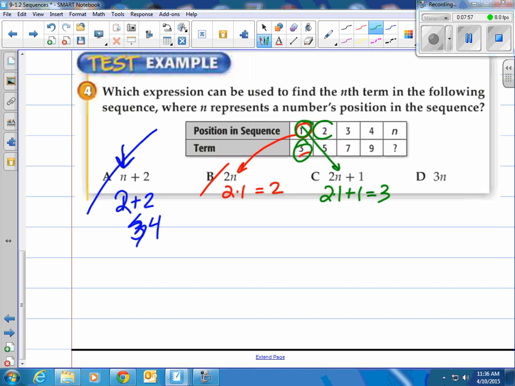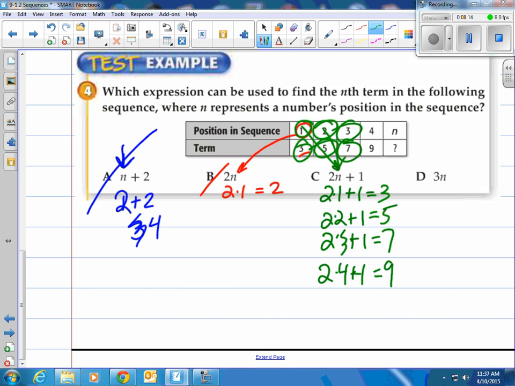How about 2? Plug 2 in. That's 2 times 2 plus 1. That's 5. Hey, that's what we're looking for. Take 3. 2 times 3 plus 1. That's 7. Hey, that worked out too. Oh, maybe this last one will work out. It does. Look at that. I took 4, plugged it in, and got 9. So there you are. C is going to be your correct answer because that fits the table given.